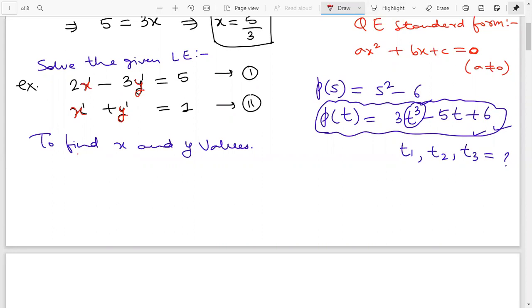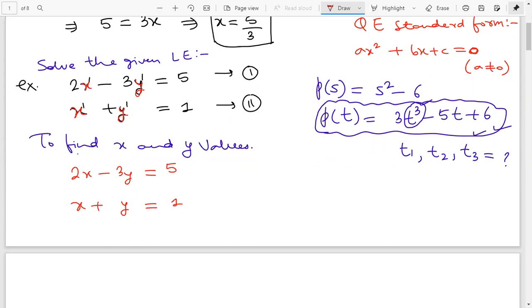Simply, we can now solve these equations. We have seen this in our previous chapter also, and somewhere you must have seen it. Let me solve it for you: 2x minus 3y equal to 5 and x plus y equal to 1.